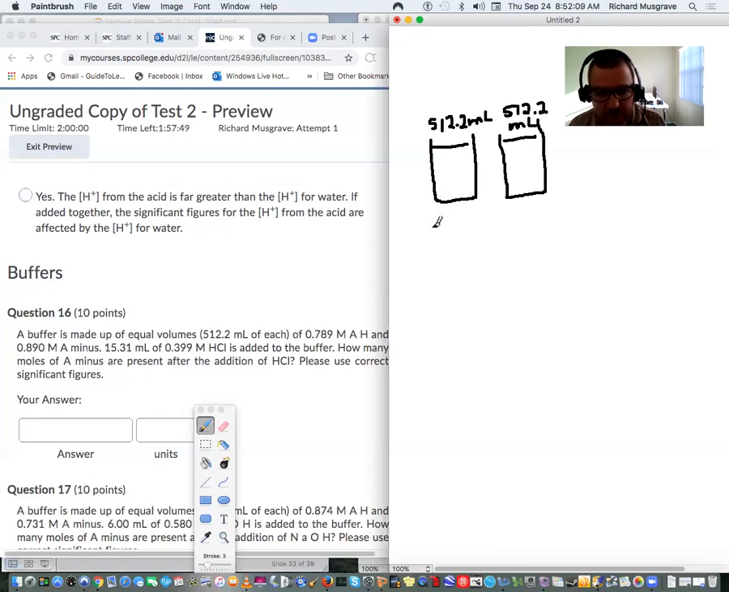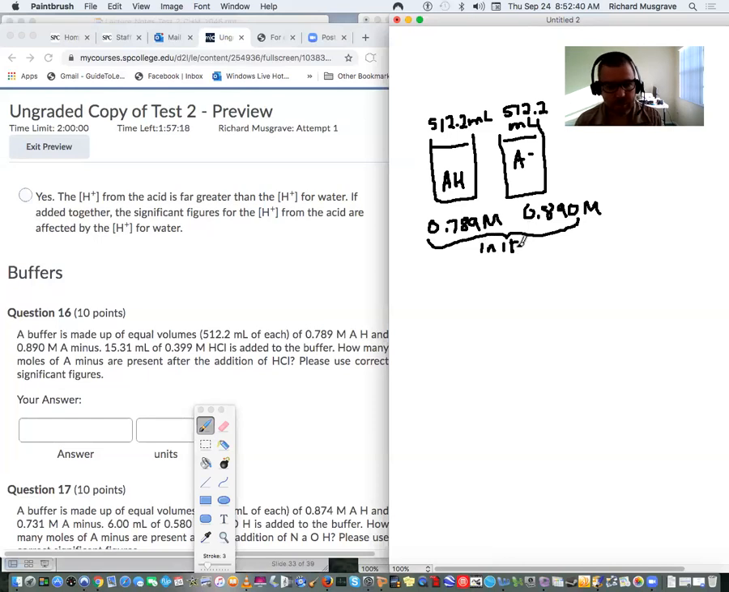And we also have the concentrations of each. So this would be AH, and this one's going to be A minus, and this was 0.789 molar. And the other one is 0.890 molar for the A minus. And these are initial. And we're adding, so we're going to put those together.